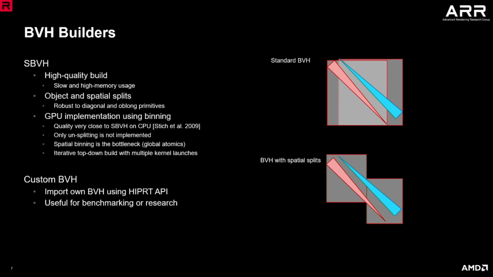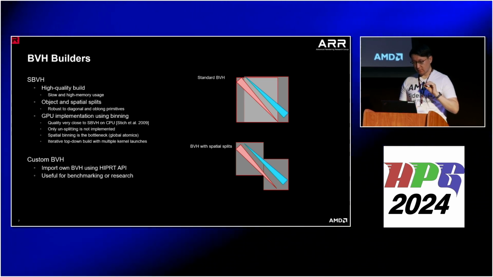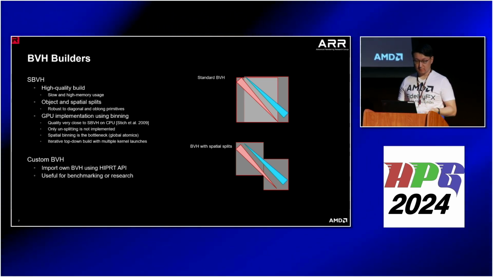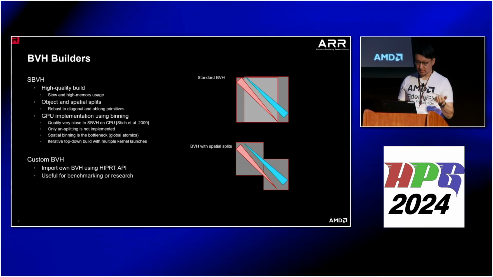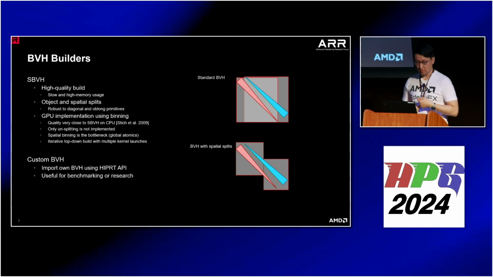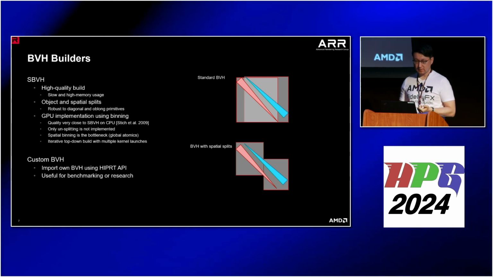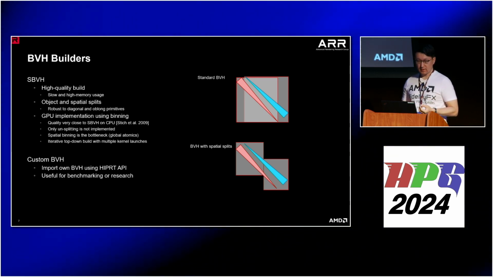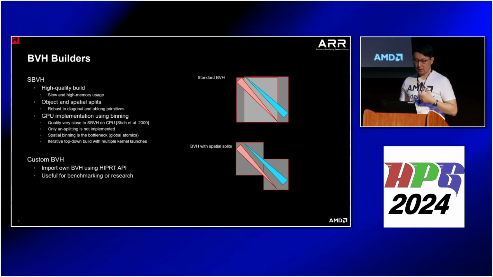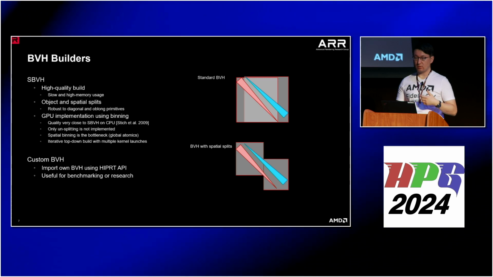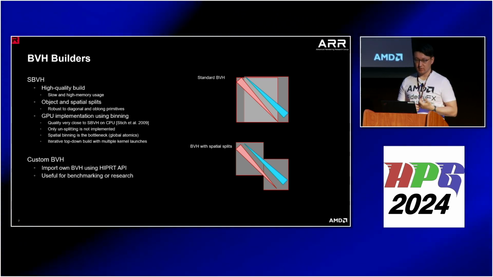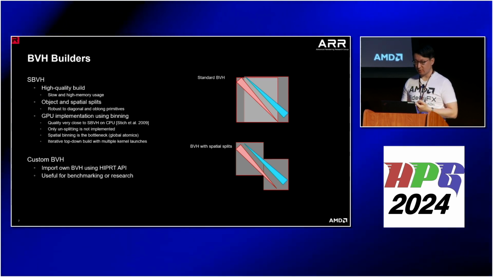Our goal was to preserve the quality of the original algorithm, which we achieved, but the construction times are way higher than the fast and balanced options. The last option is not a builder, but an API for custom BVH import that allows the user to import his or her own BVH to HIPRT and then use the traversal code, which is useful, I think, for example, for research.